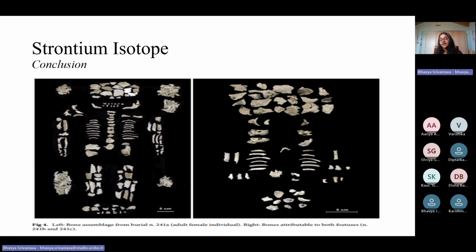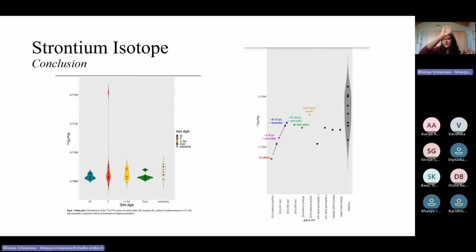So the woman would have died pregnant, and the fetus here is the unborn child who would have died when the woman died, and so both of them were buried. And when the researchers found this burial, of course they were able to map the entire life history of the woman.